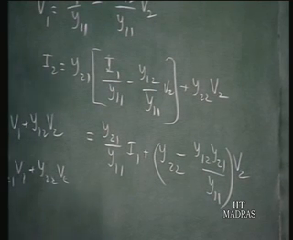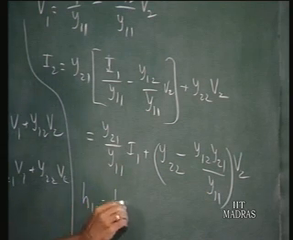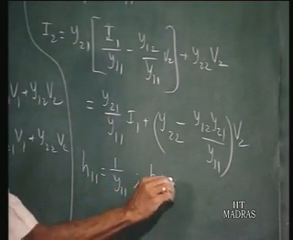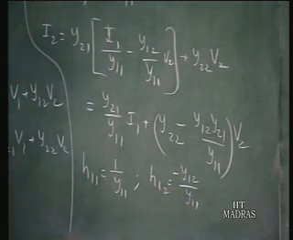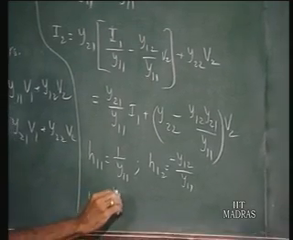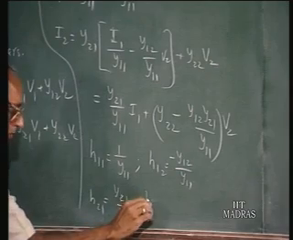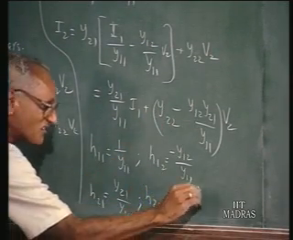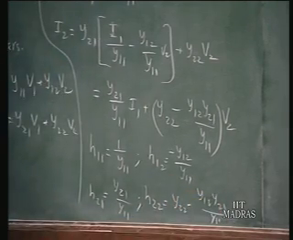So, from this we can readily see that h11 is 1 over y11, h12 here is minus y12 over y11, h21 equals y21 over y11, and h22 is this quantity, y22 minus y12 y21 divided by y11. That is what we are having.